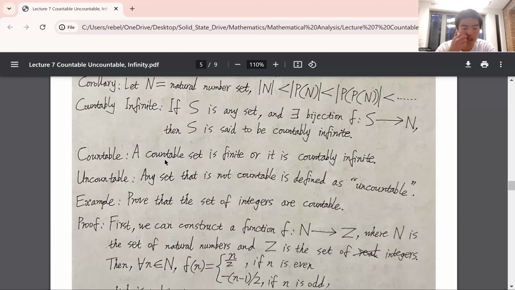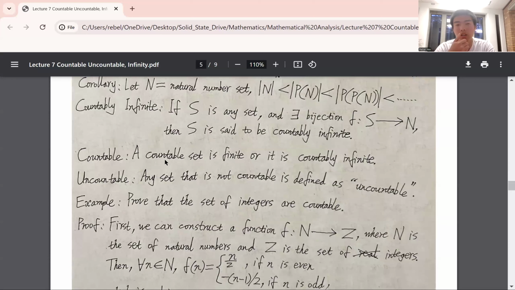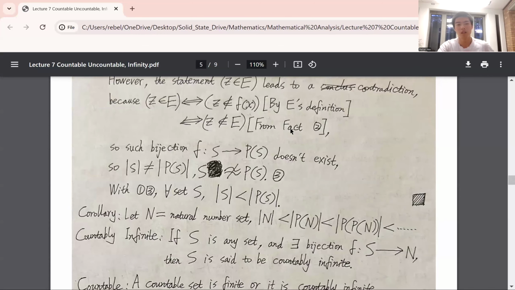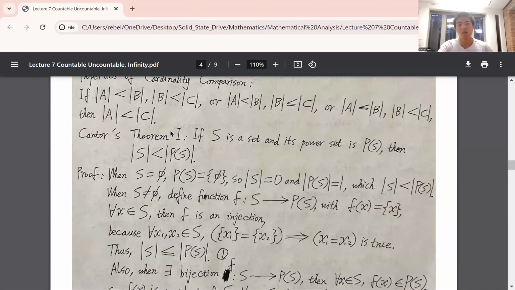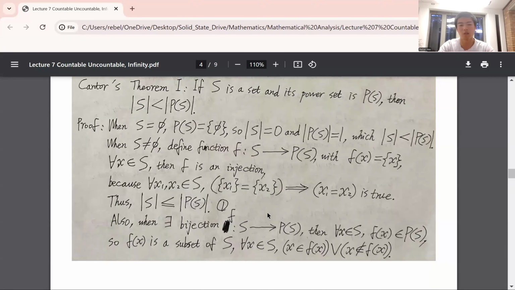And we're moving to the central topic of today. We have talked about finite sets, we have talked about infinite sets, and now we need to classify the infinite sets again. There's one corollary from before, which means N is smaller than the power set of N. So the corollary of the previous theorem, Cantor's first theorem, is this one.